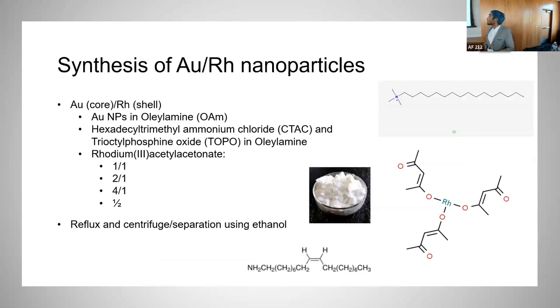So I also focused on synthesizing gold and rhodium nanoparticles, which utilized a different method. It involved utilizing oleylamine, which is an oil-based organic solvent and reducing agent, which means that the gold nanoparticles were synthesized in rhodium, while the ruthenium samples were synthesized in nanopure water. And I utilized two different components, CTAC and TOPO, and oleylamine to help reduce the nanoparticles. And I utilized different ratios as well.